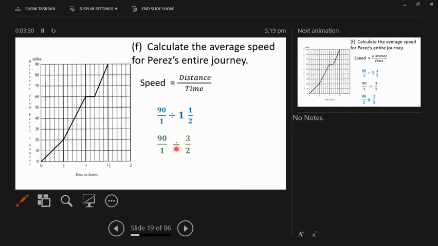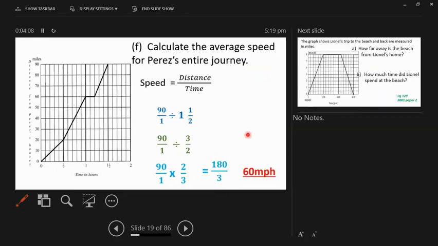Right? Now we take the fraction and we turn it upside down. Change the sign to multiplication. 90 times 2 is 180 over 3 times 1, which is 3. 180 divided by 3 is 60 miles per hour. Okay? This is 3 points. So you have to show the working. You can't just write the answer. You must show your working in order to get all the points. Any questions? Any questions, students?